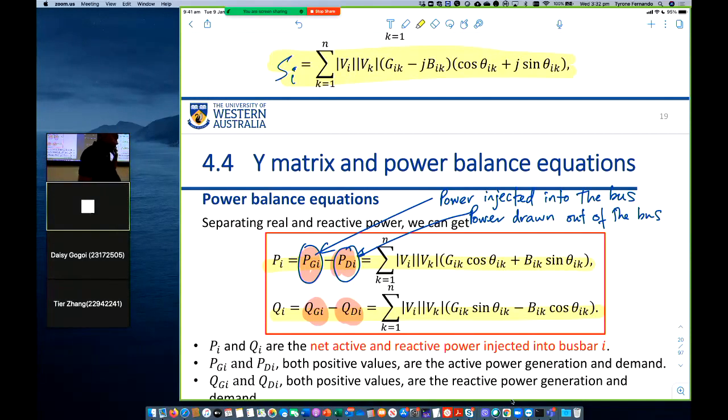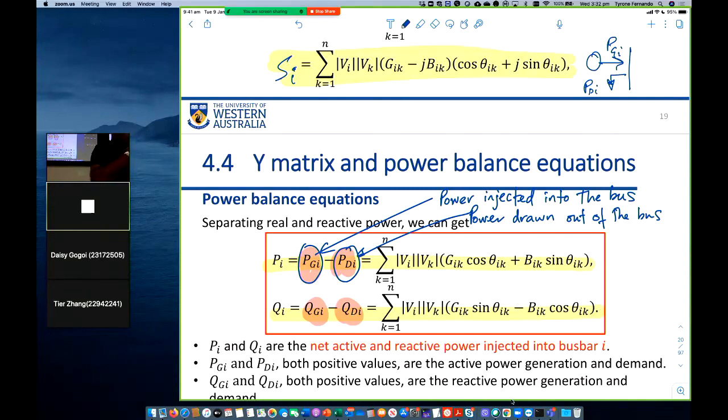Now, what is the active power injected into the bus from external sources? It is what the generator is injecting and what the load is taking out. So suppose that you have a generator, and this is bus I. You have a generator injecting power, and then you have a load taking power. So this is PGI, the generator injecting power. PDI is the load taking power out.